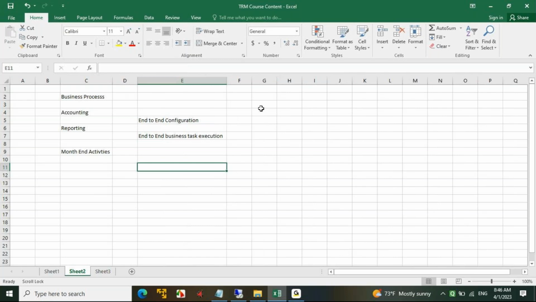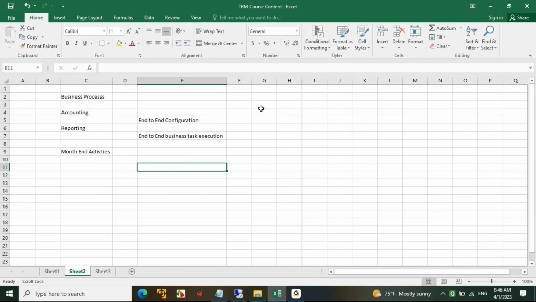Whenever you go for an interview for a treasury consultant, the first thing they will ask you is, what is the business process? And what would be the accounting part? The next things they will ask, they will never ask you how you're going to configure. There may be a 1% chance they will ask you, show me how the treasury configurations work.